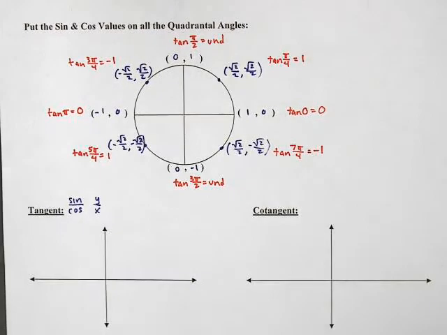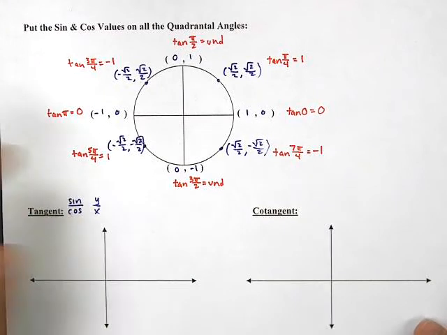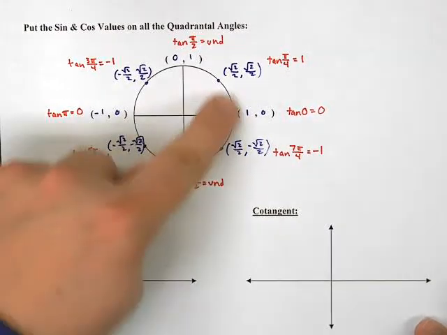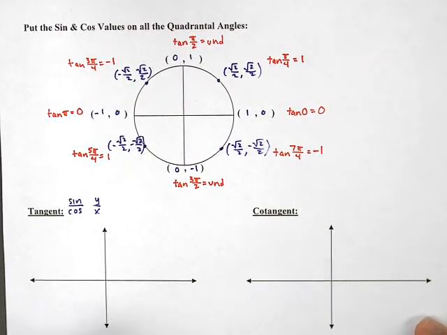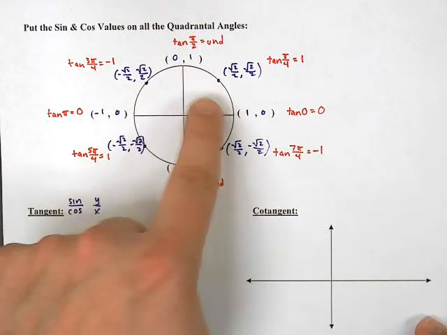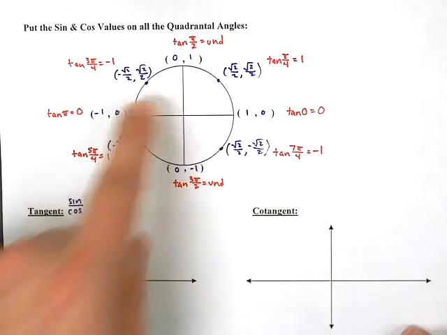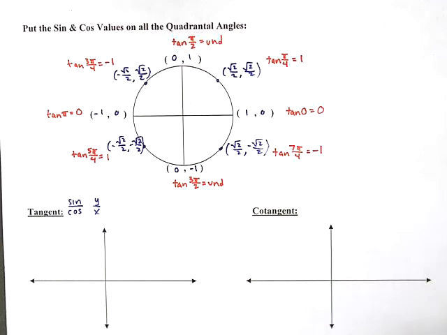Now, what that tells me also is, how many quadrants are in pi? There's only 2, right? I only have 1 and 2. So does that mean I have to divide by 4 when I'm trying to find the sections? No, I only need to divide by 2.